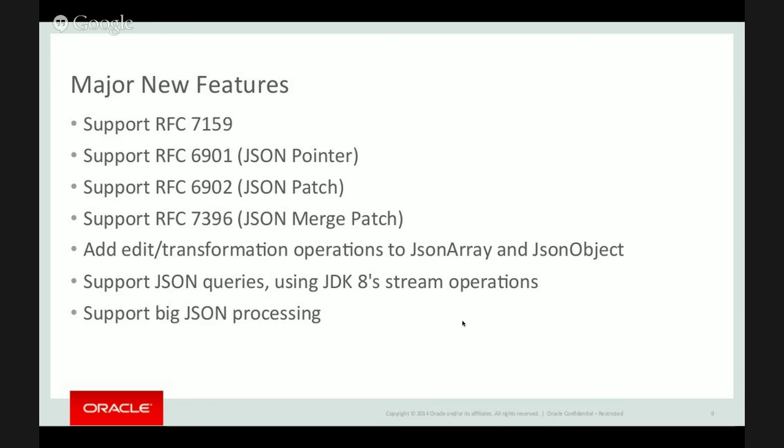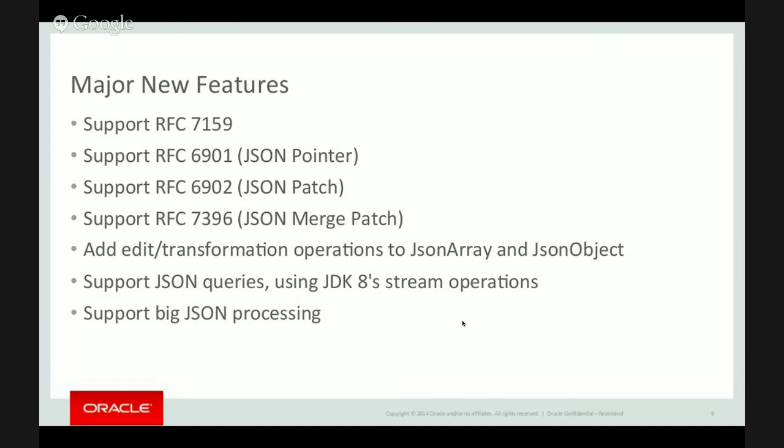And 6901 is the JSON pointer that lets you reference a JSON value inside a JSON document, and this is very useful sometimes to refer to a particular value. And 6902 is the JSON patch that lets you modify or transform a JSON document. And 7396 is the JSON merge patch. This is another way to do a patch, but the functionality is a little more restricted, though it is also easier to use. So we also supported that.